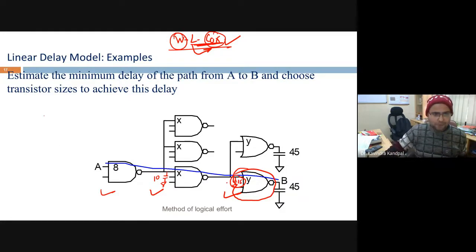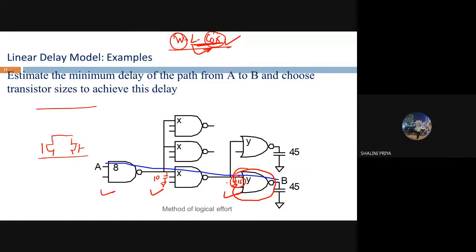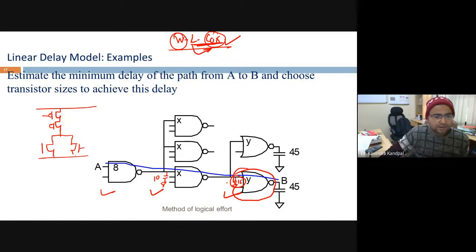For example, I will tell you, don't be worried. Let me take this case. You have this NOR gate. So can you make a NOR gate first? In a NOR gate, are the PMOS in series or parallel? NMOS will be in parallel, and the PMOSes will be in series. Right? Right.